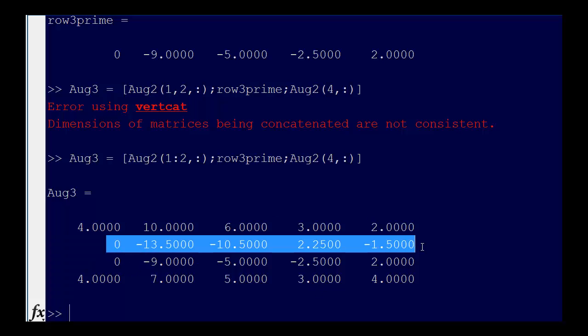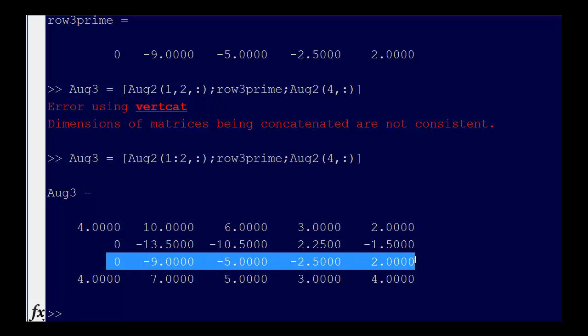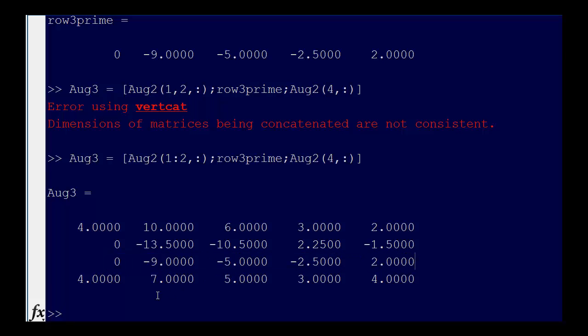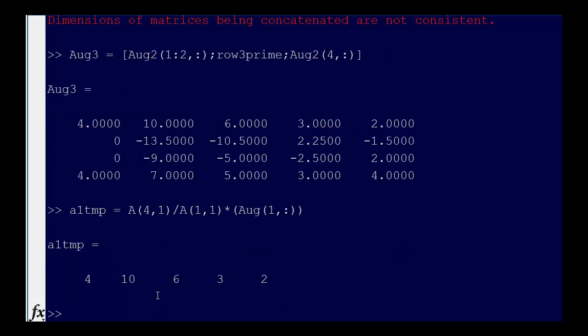So we've gone through, we've zeroed out the first entry, we've zeroed out the second entry. That's exactly what we wanted to do. And so we can have A1 temp again, and now we'll just use the fourth entry, same as we had done before. We're going to subtract that from this, because 4 minus 4, so that'll be perfect.